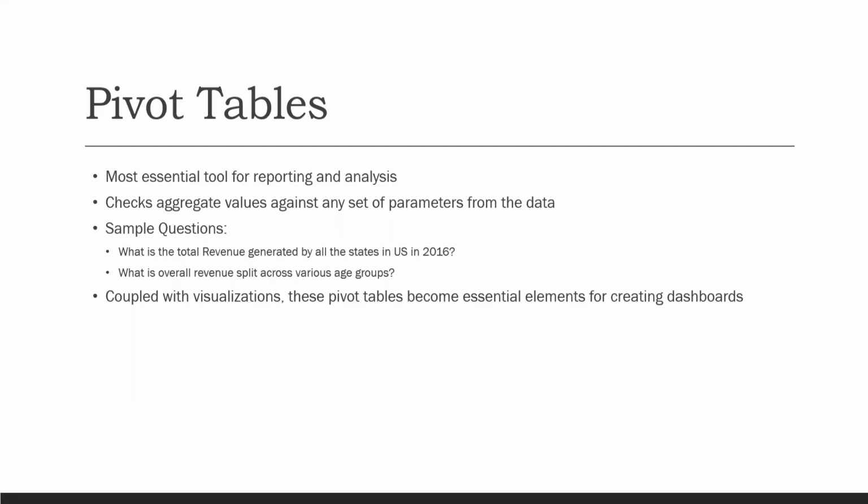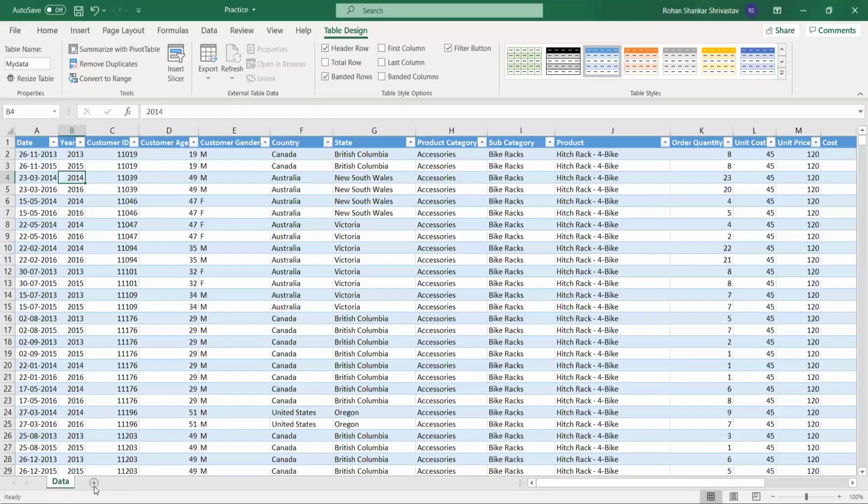So it answers questions like, let's say you have the question, what is the total revenue generated by all the states of the United States in 2016? I'll just do a quick walkthrough. So I open another sheet here. We leave the data as an Excel table here, and then we move to another sheet.